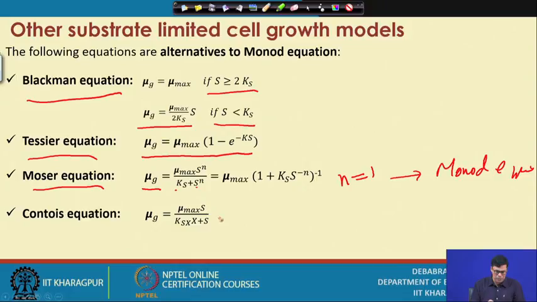Now here also we have the Ksx saturation constant. Now this saturation constant is correlated with the cell mass concentration. Now if the cell mass concentration is constant, then we can assume this as a constant. Then also this will approach the Monod equation.